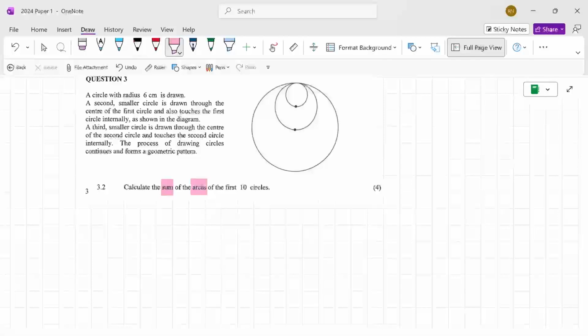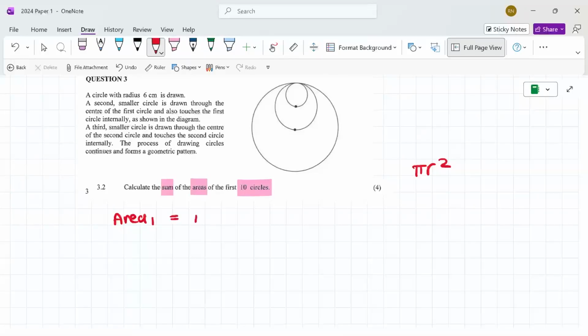So we have to make a pattern with the areas, and we want to find the sum of the first 10 circles. Okay, so let's first find the areas and see what we're working with. We know area is pi r squared. So let's say area of 1 is equal to pi times the radius of the first circle. We said here it is 6 centimeters. So the area of the first circle is going to be pi times 6 squared, which is 36 pi. You can leave it as 36 pi.